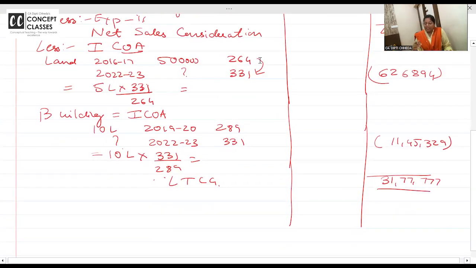But what it could be? Suppose when I constructed the building, it was G+1. Now I constructed one more floor. So that will be cost of improvement.